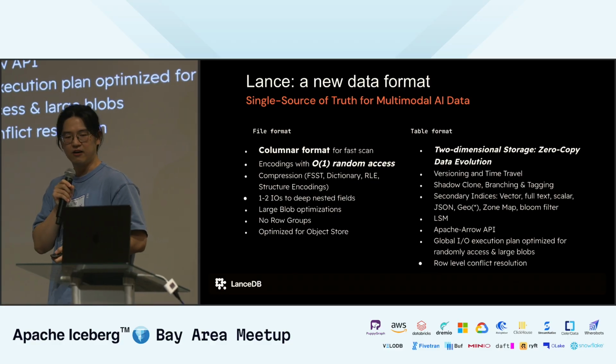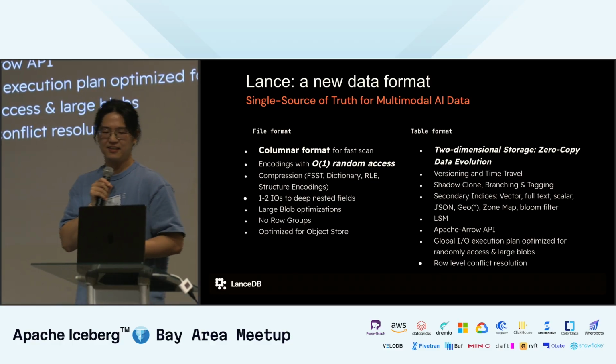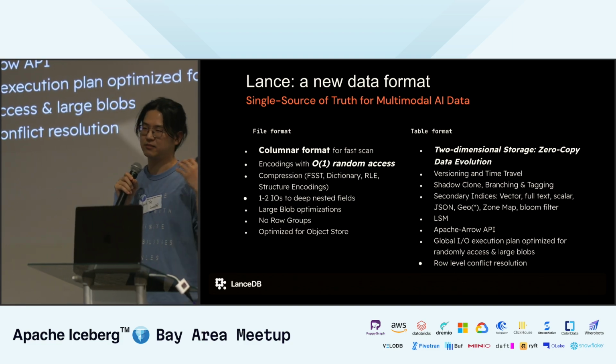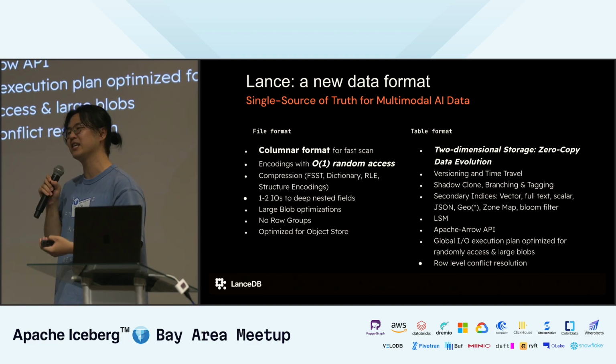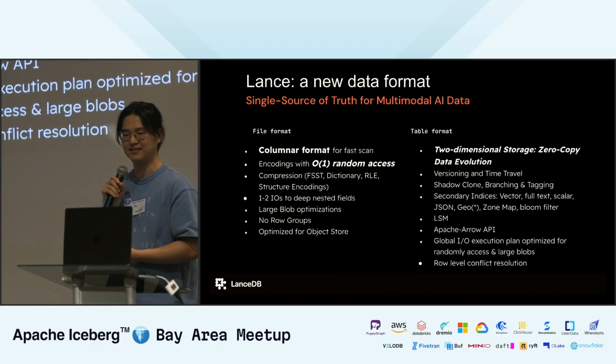And I think Lance is a file format and a table format. On the file format side, it is a format that is more optimized for random access compared to Iceberg's Parquet, which is more optimized for OLAP and scanning purposes.